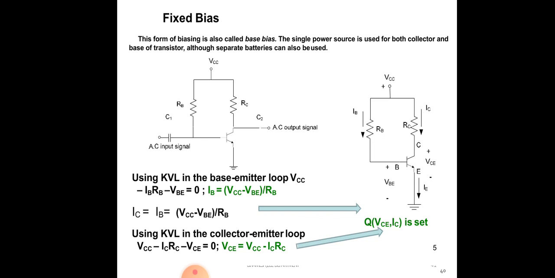At the output side, if you apply the KVL loop equation, VCC minus IC into RC minus VCE is equal to 0. From that you can write VCE is equal to VCC minus IC into RC.